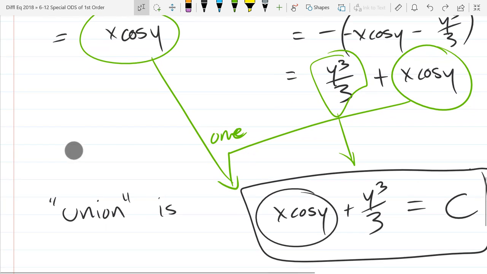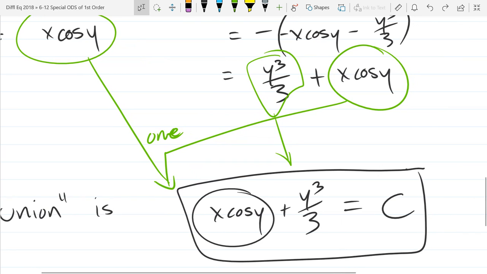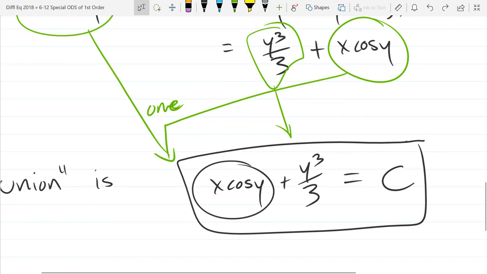And so when I say union, you're not taking the duplicate. You're saying I'm just going to take one of these x cos y's, and then the single variable parts. So that's the union I'm talking about. And then we always get our constant.